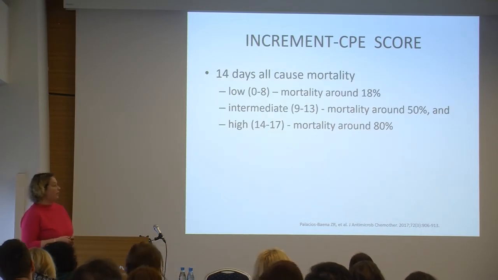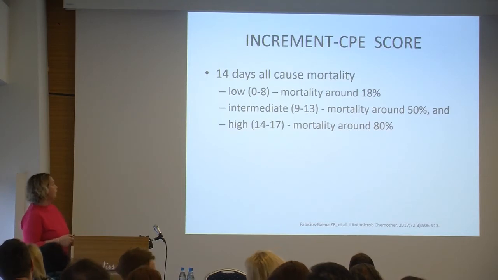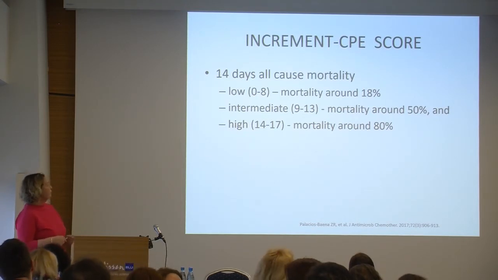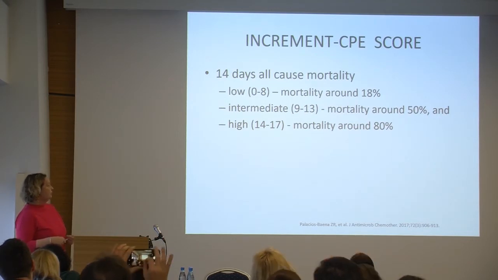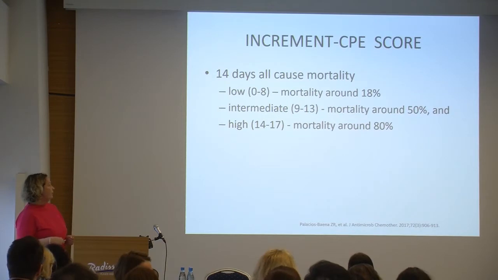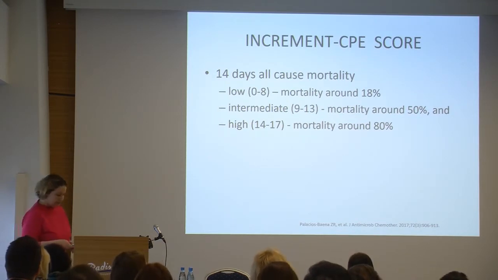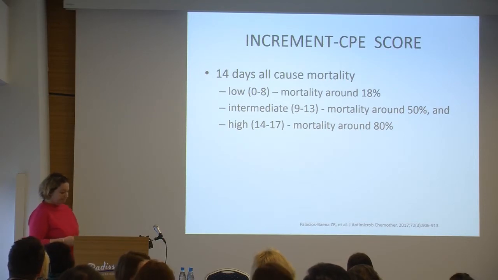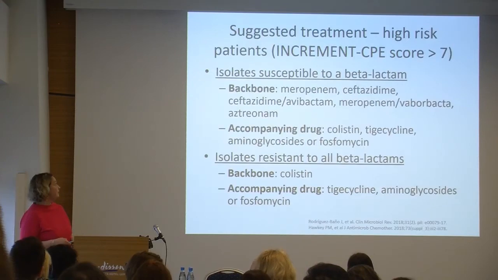According to that, they have calculated the mortality in those patients, and they have got 3 groups. In the low group, from 0 to 7 points, the mortality was around 80%. In the intermediate group, from 8 to 13 points, mortality was around 50%. And in the high group, the mortality was around 80%. So the mortality really goes up with the more severely sick patients.